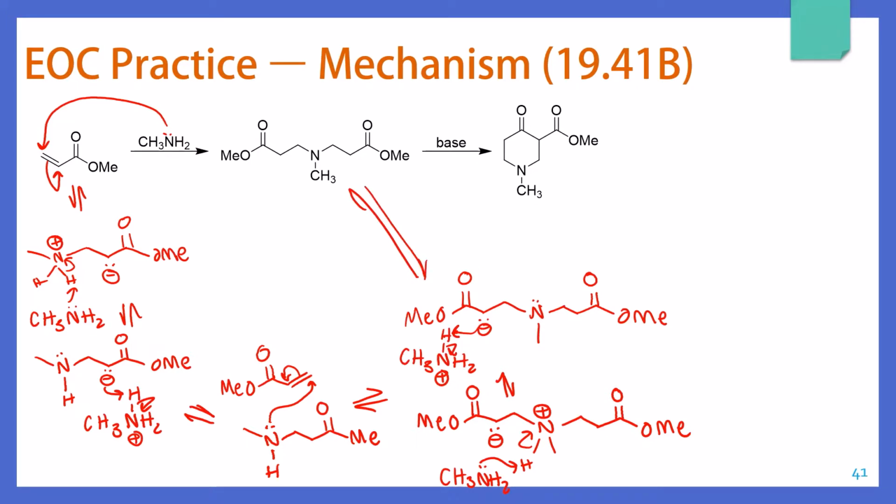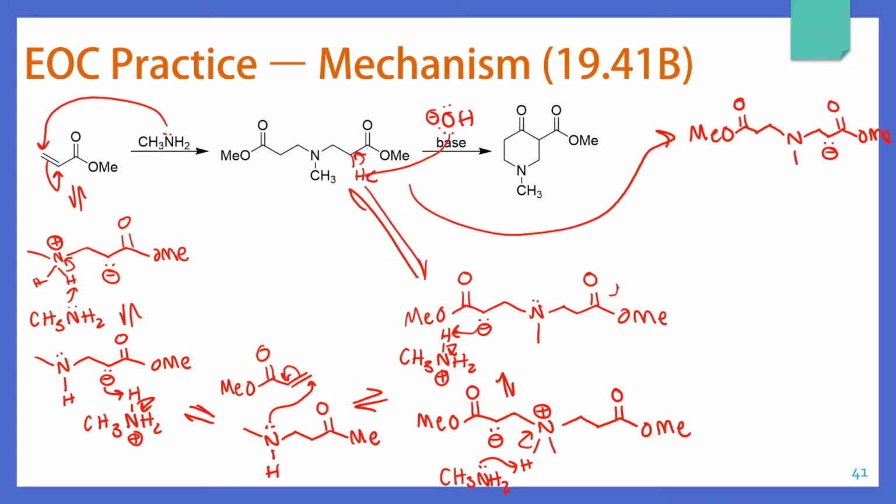Now in the next step, we add in base. The base was not specified, so I'm just going to go with hydroxide. And the only thing that this could do would be to deprotonate the ester. So now that we have this enolate, it's going to want to attack an ester. So this becomes essentially a Dieckmann condensation.